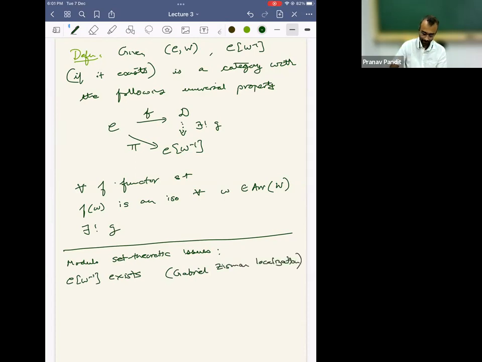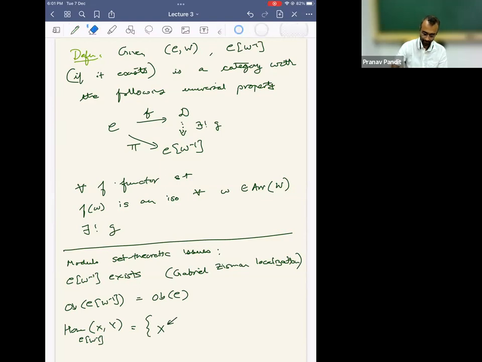And its objects, how can you describe it? Its objects are the same as the objects of C. And Hom from X to Y, it's the only thing you can think of doing, which is, well, you're supposed to invert elements of W. So you start with X and you have maps that go backwards.